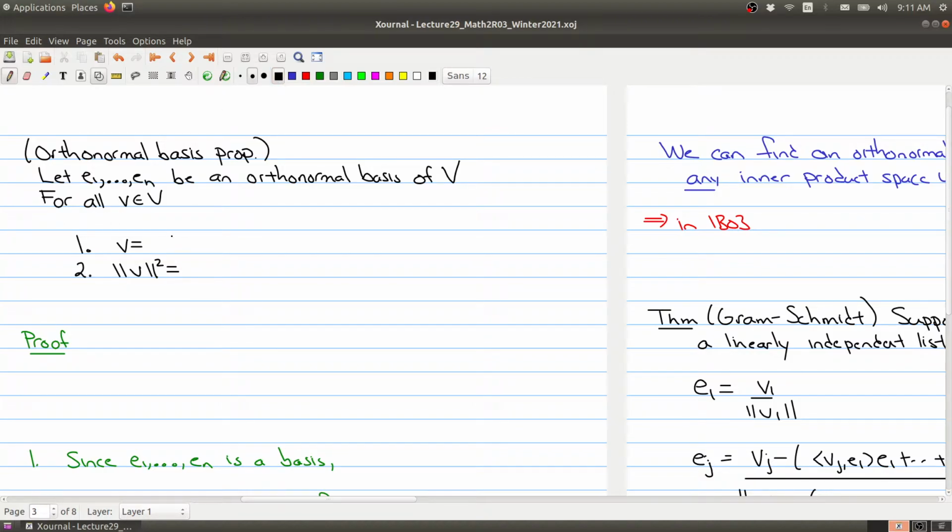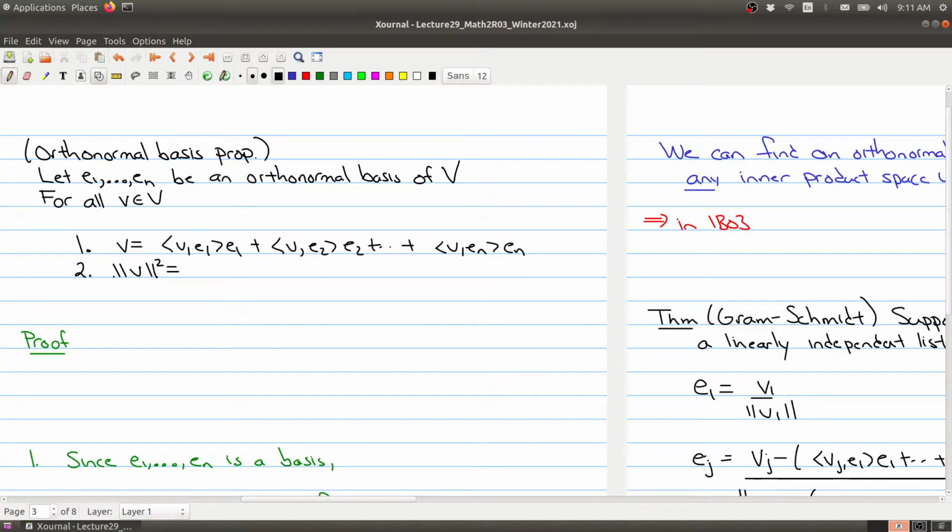then for any vector V in the vector space, you can write it as the inner product of V with E1 times E1, plus the inner product of V with E2 times E2, all the way up to the inner product of V and En times the vector En. So this is very nice, because you have a way of writing V as a linear combination of the basis elements using the inner product.